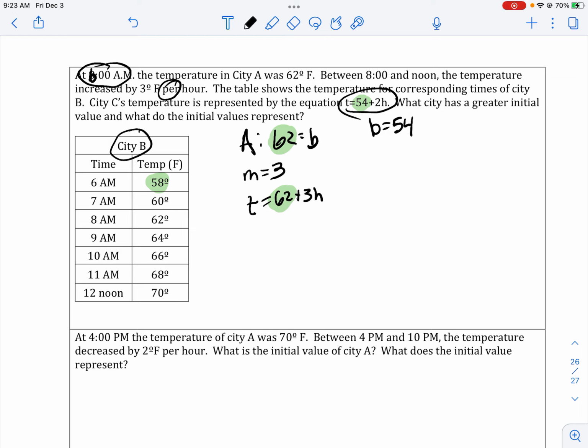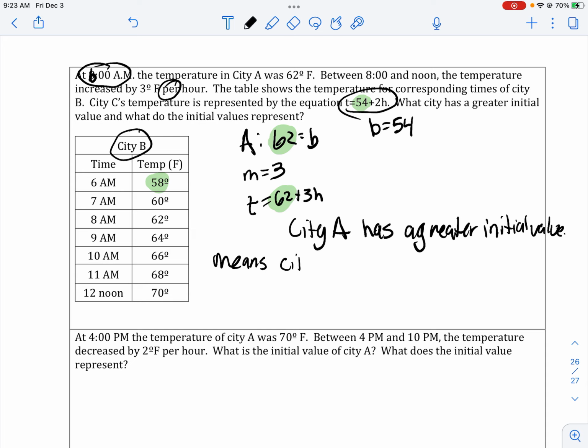What city has a greater initial value? So city A has a greater initial value. And it means city A was warmer, or the temperature was higher at 6 a.m. in city A than any other city.